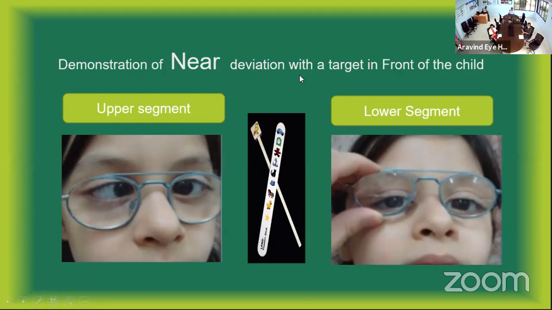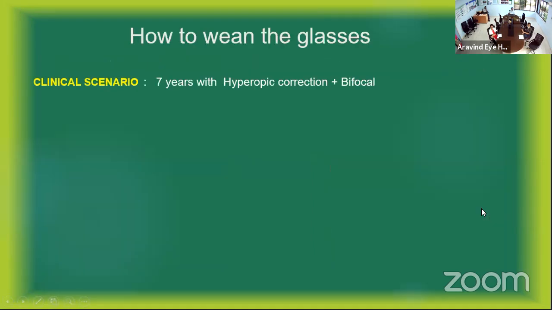So this is the demonstration of near deviation with the target in front of the patient. You see that with the bifocal add, the patient is almost straight. So after you give the bifocal, then what next? You have to wean the glasses. As I told before, around 5 to 7 years, then you start weaning the glasses.